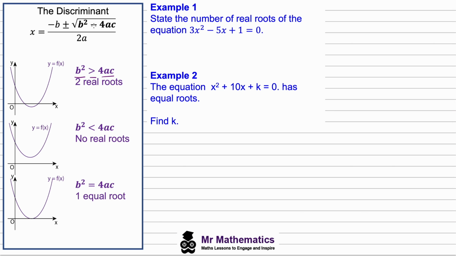So if we take it when b squared is greater than 4ac, well now you've got a big number take away a smaller number. So there'll be two real roots, the positive case and the negative case.